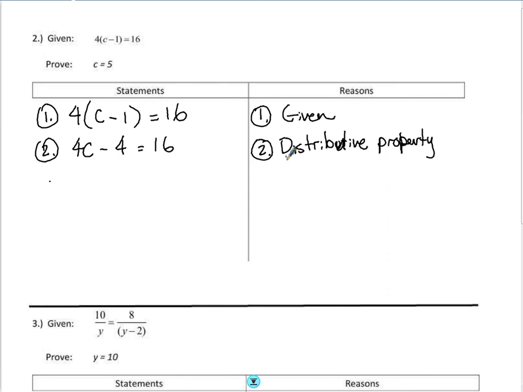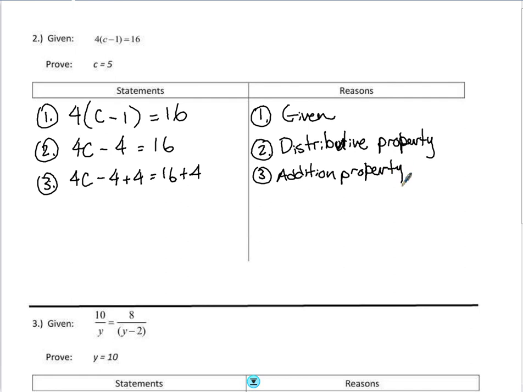Now I'm looking at statement 3, and since I want to move that 4 over, let's use the additive property. We're going to take away 4, so we're going to add 4, and what I do to one side I have to do to the other, with the addition property. Step 4, we're going to combine like terms, so I'm going to get 4c is equal to 20. Combine like terms.